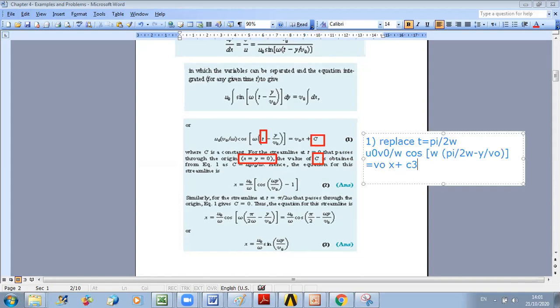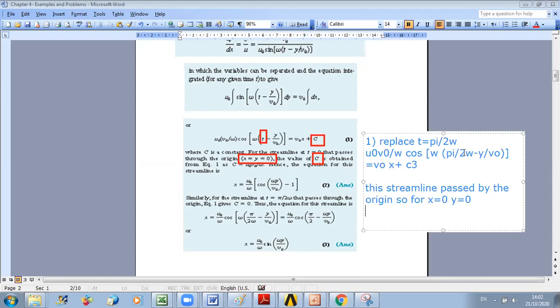If I want to find the constant now, I will use the boundary condition. What was the boundary condition they gave me? They said this streamline passed by the origin. So for x equals 0, y equals 0. Now if I replace into my equation x by 0 and y by 0, I get u0 v0 over omega.